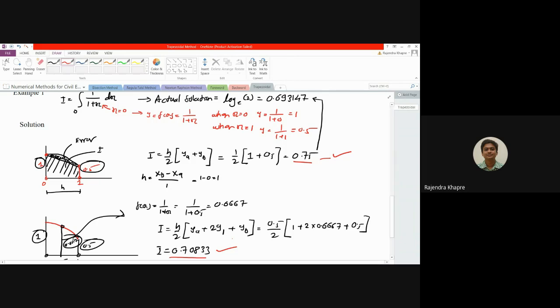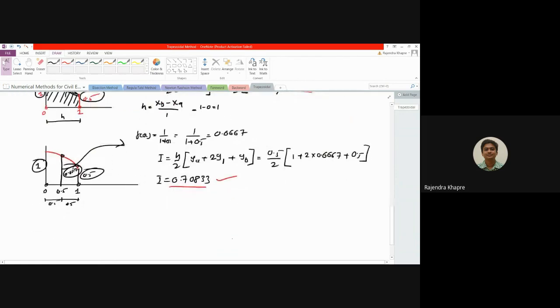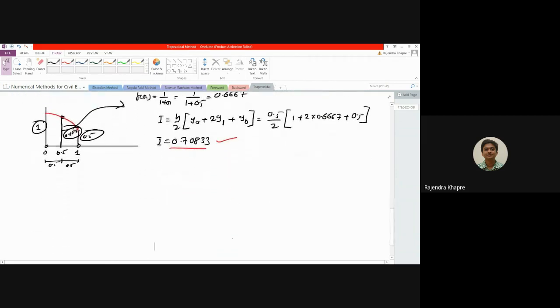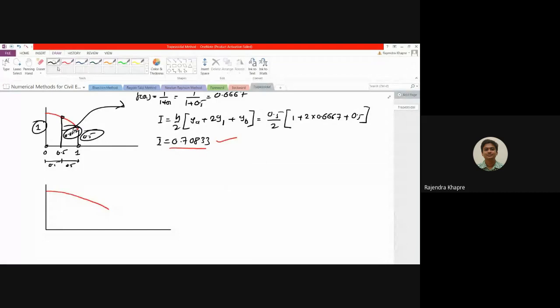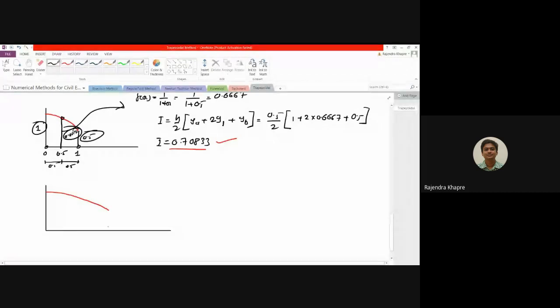Okay. So let us go further and go for two intervals in between and see what is going to happen. I'm drawing a slightly bigger figure now. It is like this, and we have a vertical line like this.